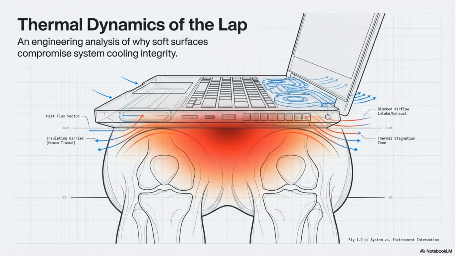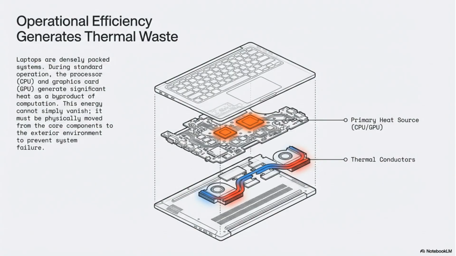This video is an engineering analysis of why soft surfaces compromise a laptop's system cooling integrity, looking at the thermal dynamics when a laptop is placed on a lap. Laptops are densely packed systems. During operation, the CPU and GPU generate significant heat as a byproduct of computation. This thermal waste must be physically moved from the core components to the exterior environment to prevent system failure.